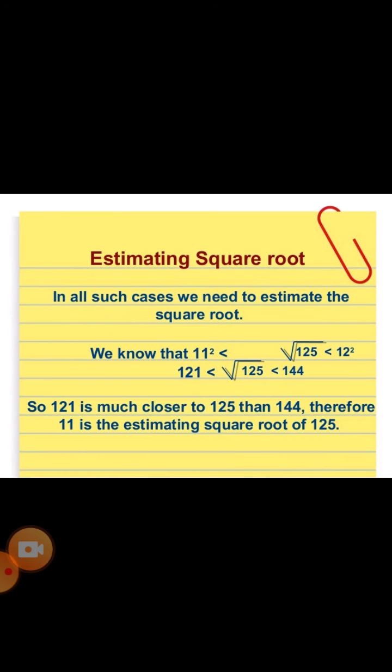Estimating square root. Next, we discuss estimating square root. In all such cases, we need to estimate the square root. We know that 11 square is equal to 121. So 121 is much closer to 125 than 144. Therefore, 11 is the estimated square root of 125.